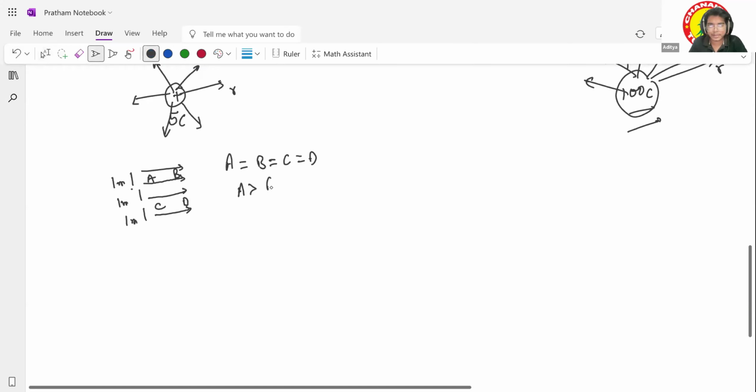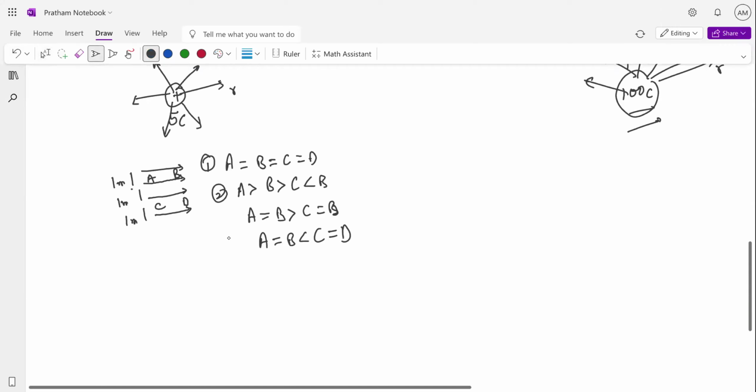A is greater than B. A equals B, greater than C equals D, or the opposite. Which option do you think is correct? And the charge is at the left hand side. Maybe the charge might be somewhere here. Just assume somehow you are seeing parallel electric field lines. What do you think? What will be the option in this case?